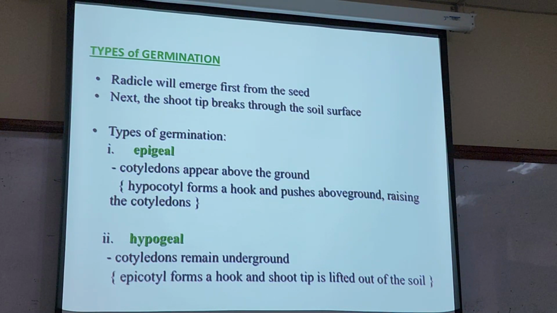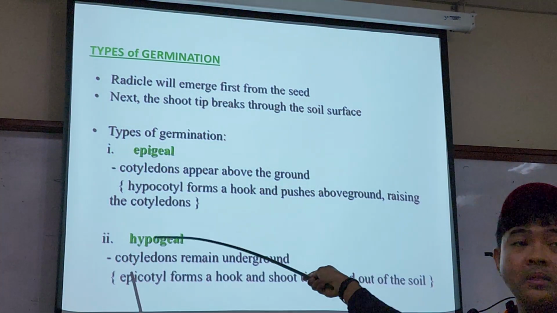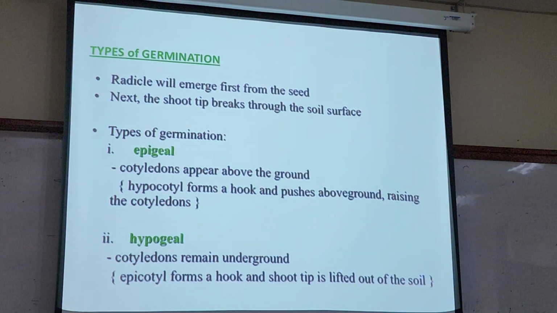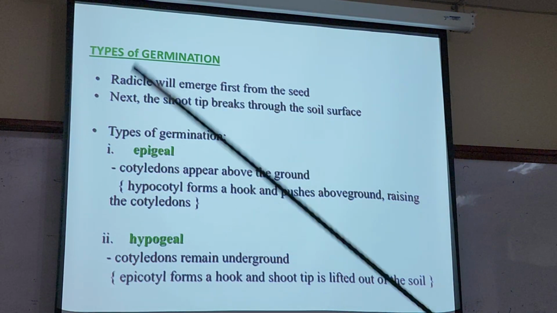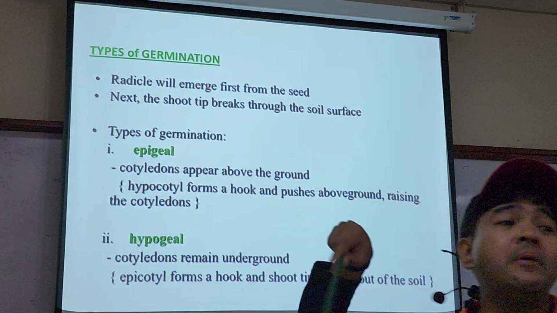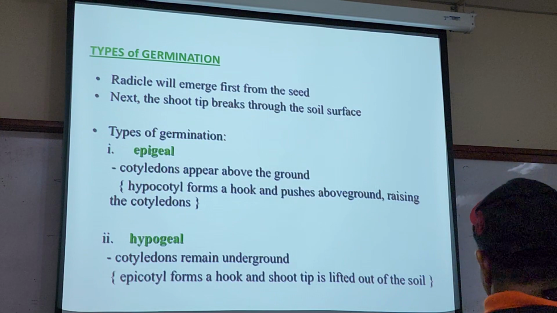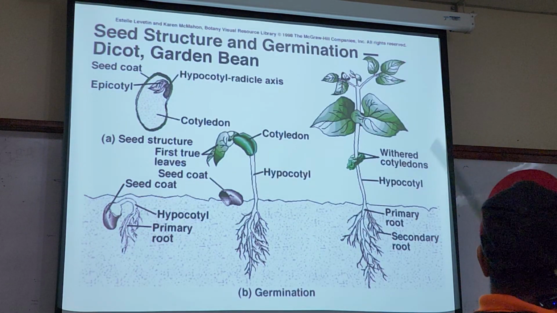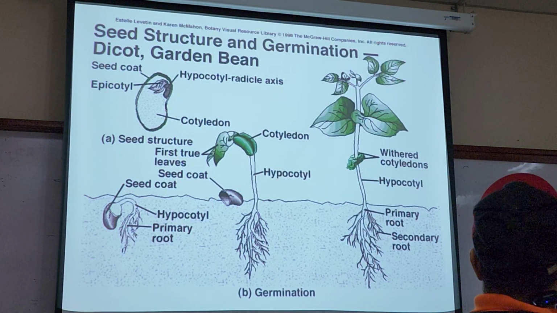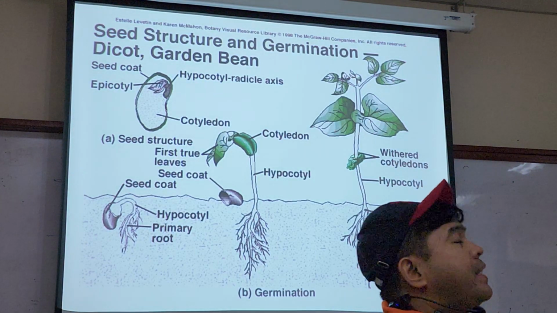The other one is hypogeal. Hypo means below or down. Hypogeal means who's under the ground? Cotyledon. Still cotyledon. All this is referring to the positioning of the cotyledon once the seedling has germinated. So the hypogeal is the monocot.